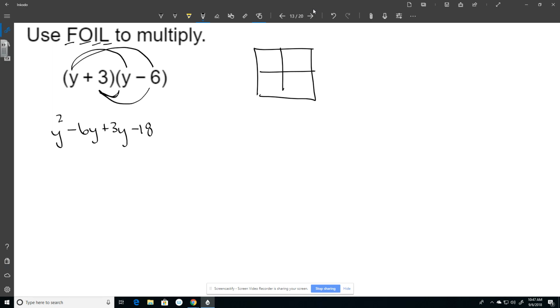Y squared, nothing else has y squared. But I have -6y and I have 3 y's right here. So those combine together. -6 plus 3 is -3 y's. And then my -18 is the only constant, and my y squared was the only squared. Remember, when we're adding, they have to have the same variables to add. We can't add y squareds to y's. We can multiply them, but we can't add.